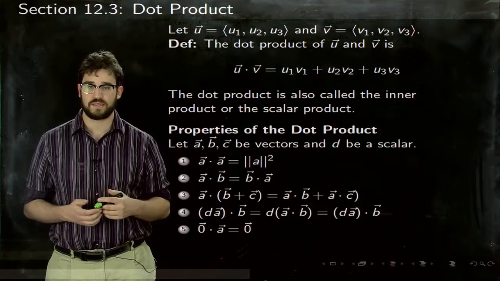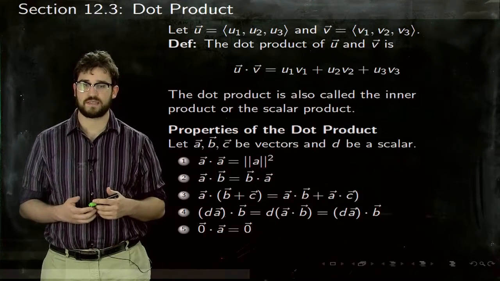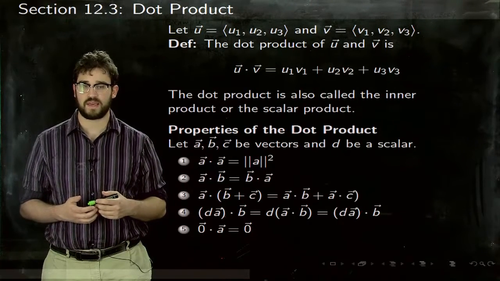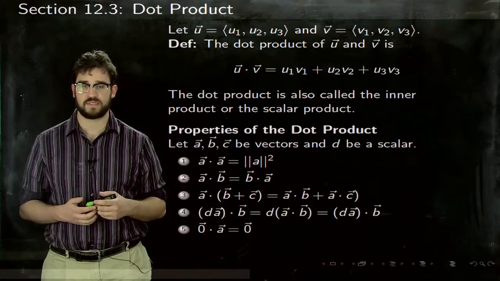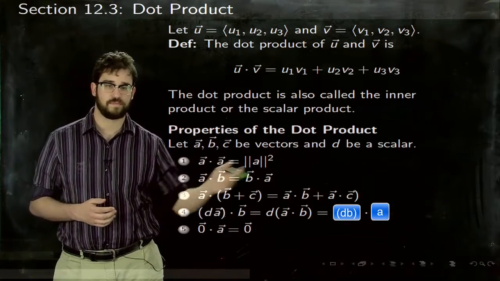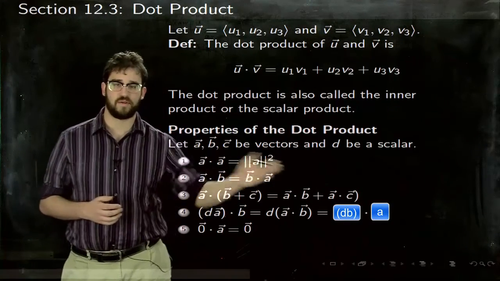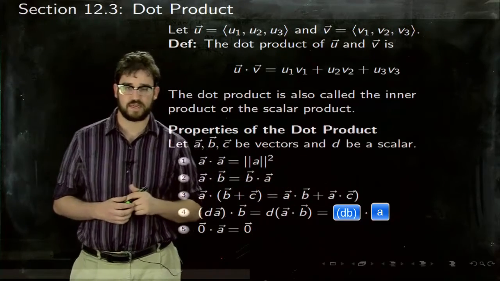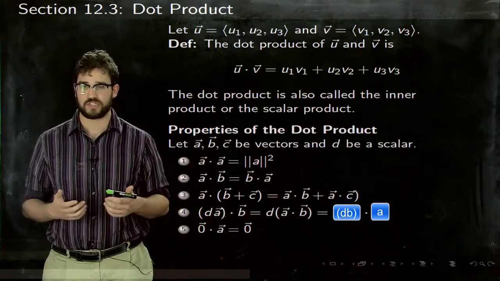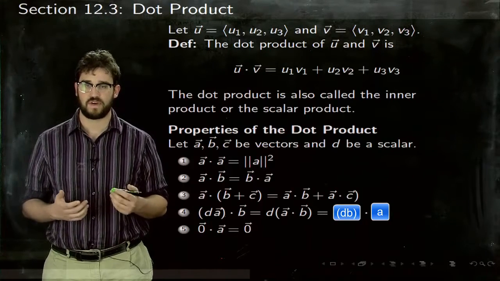Dot b is going to be the same as d times a dot b, and the same thing as d times the vector b dot the vector a. So slight change from here. Obviously, this one is the same as this. And also, 0 dot a is just going to be the 0 vector.